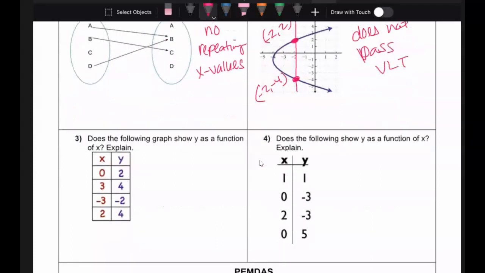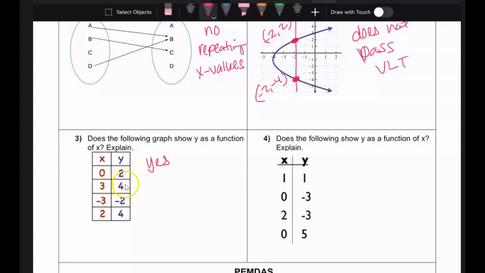Number 3 and 4 are both similar. They're both determining if something is or is not a function based on a table of values. So looking at these table of values, it still says, okay, does the following show y is a function of x? Well, we look at our x column because we want to look for repeating x's. We see 0, 3, -3, and 2. 3 and -3 are separate numbers. One's a +3 and one's a -3. So these do not count as repeating. So this one is a function because there's no repeating x values.